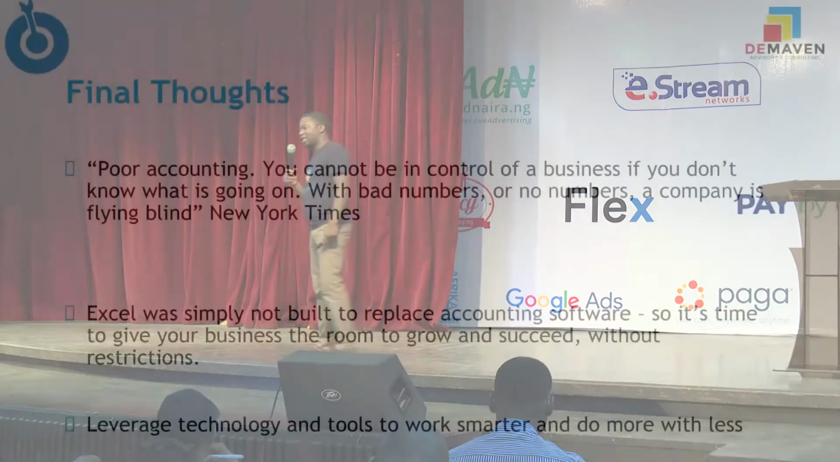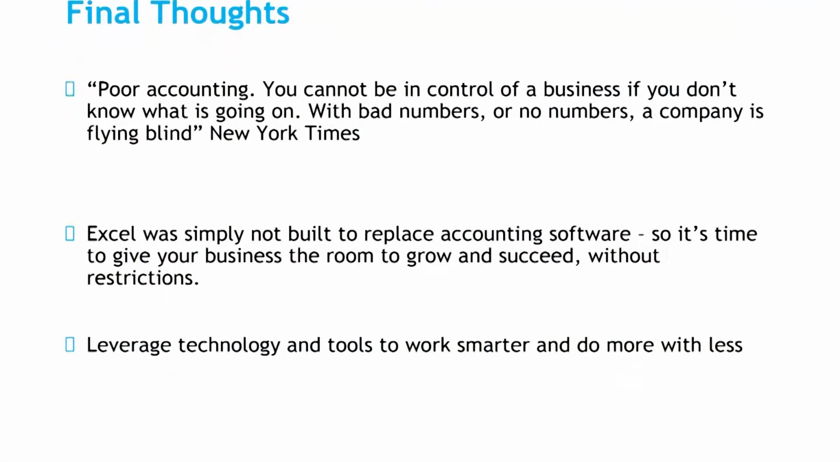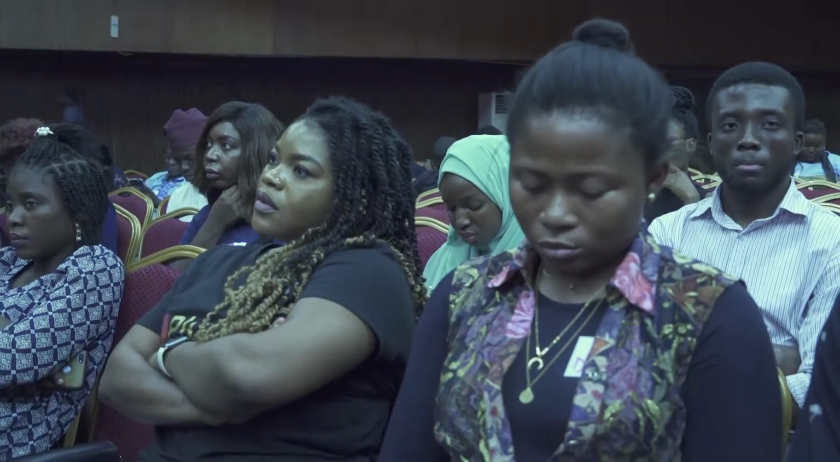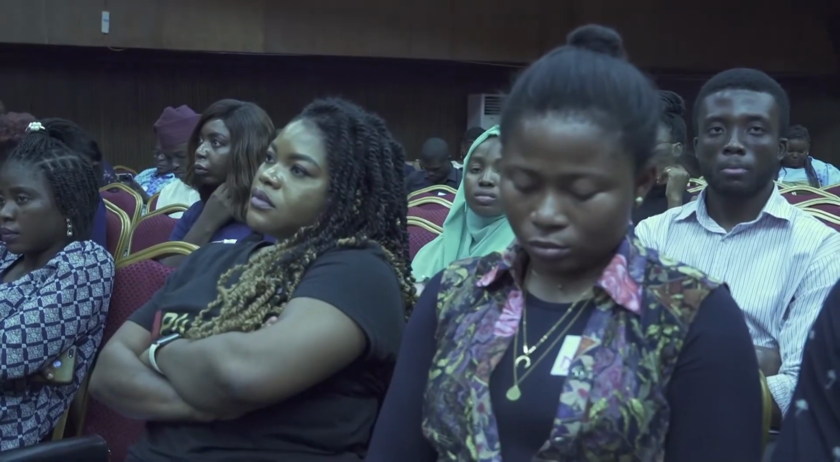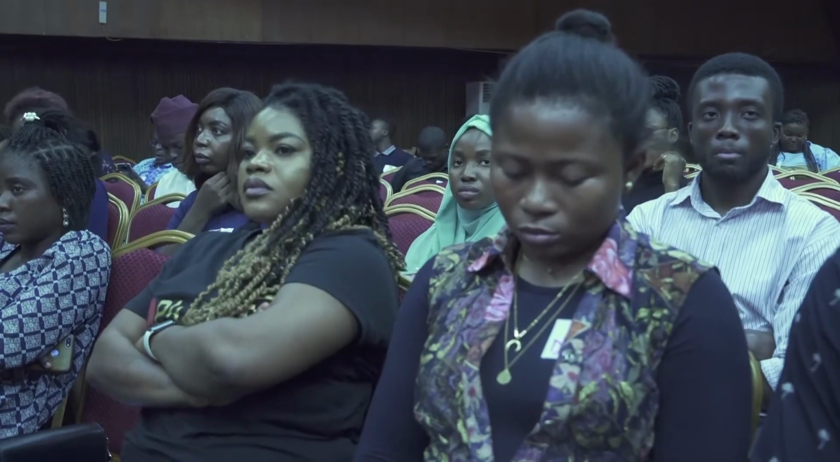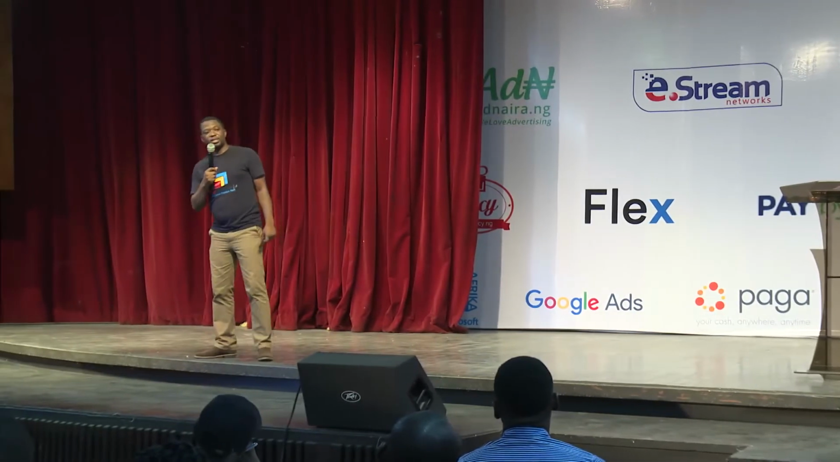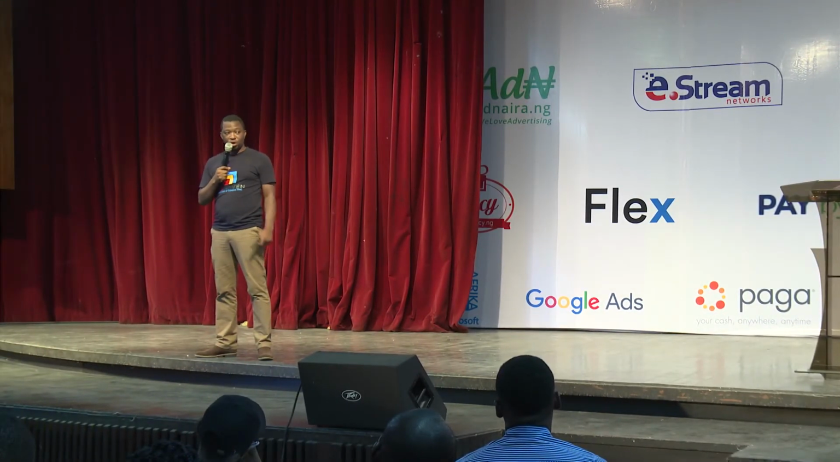On the final note, according to the New York Times, poor accounting: you cannot be in control of a business if you don't know what is going on. With bad numbers or no numbers, a company is flying blind. You are driving a car, you don't have a side mirror, you don't have a rear mirror. I'm sorry for you. So please, as an SME owner, as a startup, we need to pay attention to our figures. We need to pay attention to our data. It is very, very cheap to have data, compared to the tax authority coming after you and you are running helter-skelter to pay what you are not even supposed to pay.